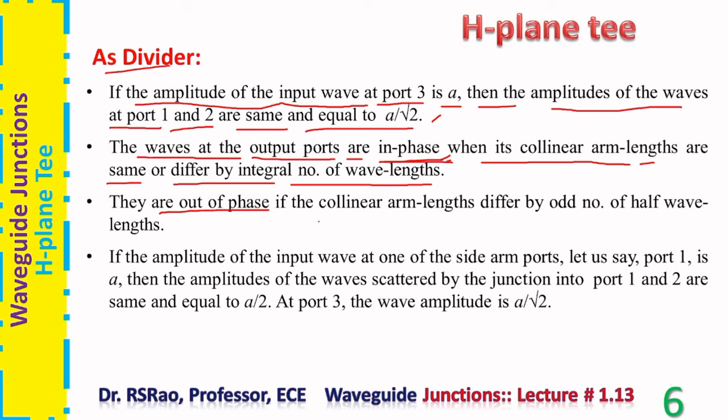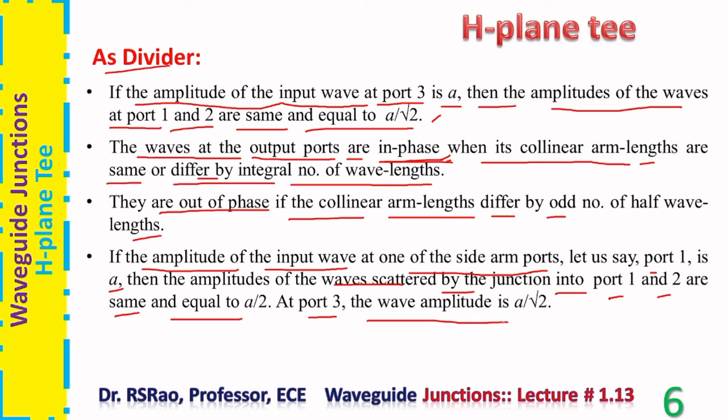They are out of phase if the collinear arm lengths differ by an odd number of half wavelengths, naturally. If the amplitude of the input wave at one of the side arm ports, let us say port 1, is A, then the amplitudes of the waves scattered by the junction into ports 1 and 2 are the same and equal to A by 2. At port 3, the wave amplitude is A by root 2.